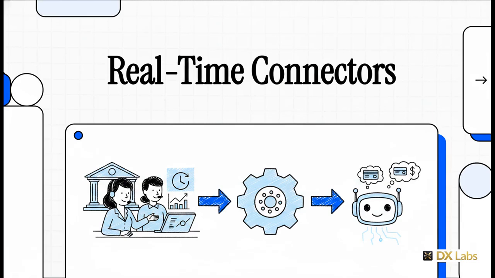Let's imagine a bank teller helping a customer. They wouldn't use yesterday's printed spreadsheet to check your account balance, right? They need a live look right into the system at that exact second. And that is exactly why we need real-time connectors in Copilot Studio.